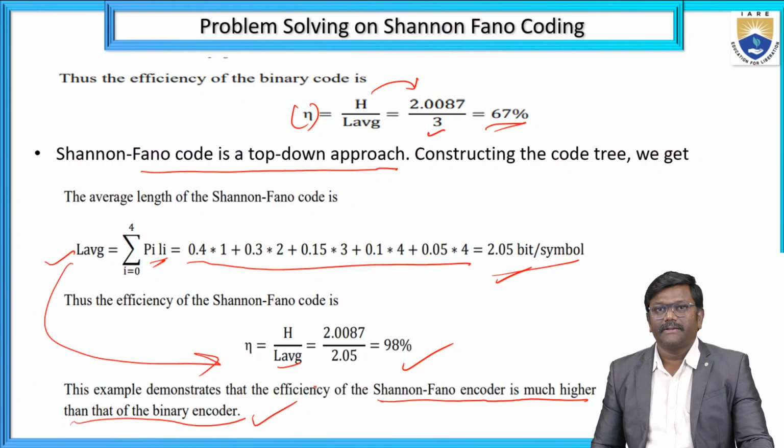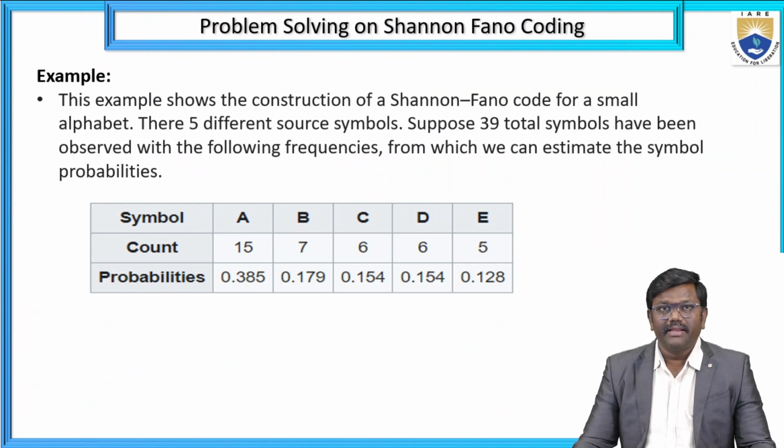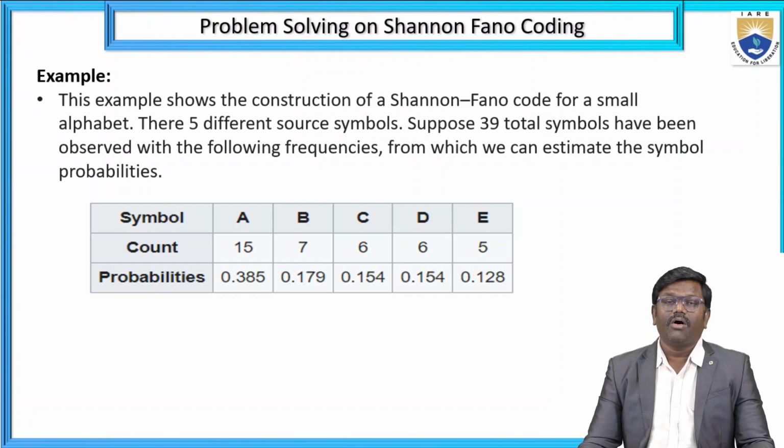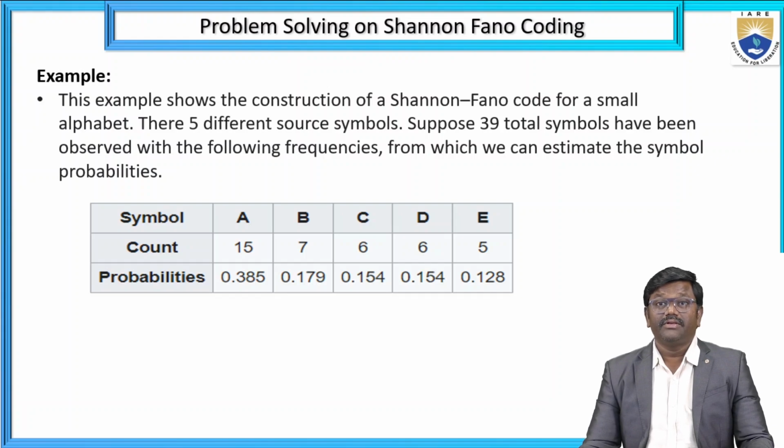That is the conclusion. Next, coming to another example that we can understand in an easy manner. Let me read the statement of the problem. This example shows the construction of a Shannon Fano code for a small alphabet. There are five different source symbols. Suppose 39 total symbols have been observed with the following frequencies, from which we can estimate the symbol probabilities by using the table.